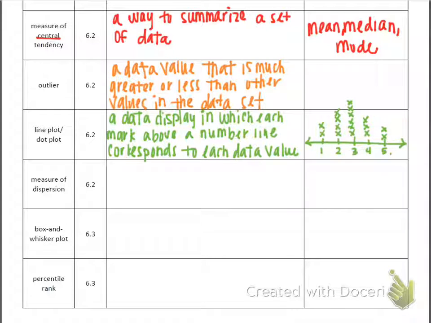Our last one is a measure of dispersion. Okay, so if a measure of central tendency talks about the middle of the data, dispersion, which is similar to the word disperse, means how spread out the data is. So it describes how dispersed or spread out the values in a data set are.